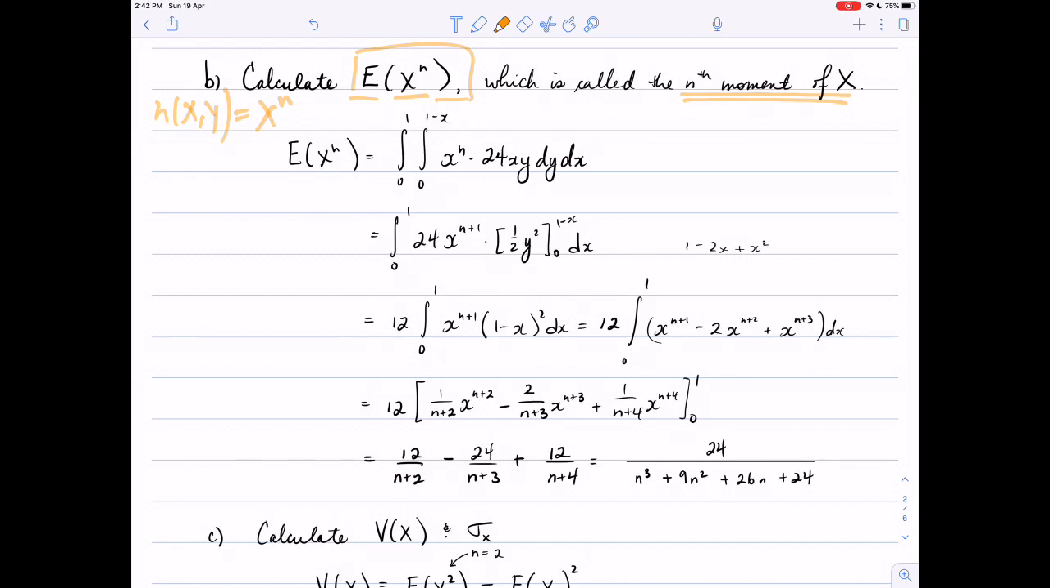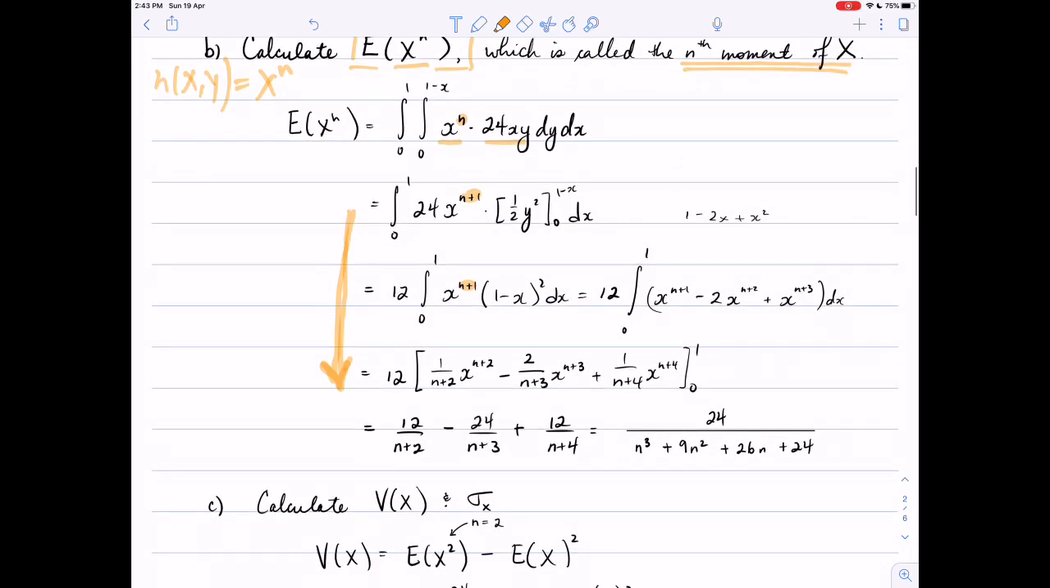And so what do we do? Exactly the same thing. X to the n times the density. We go through, and I'll let you look at those details, but they are the exact details that we did before, except with a new power of x, and we end up getting this value here as the nth moment.